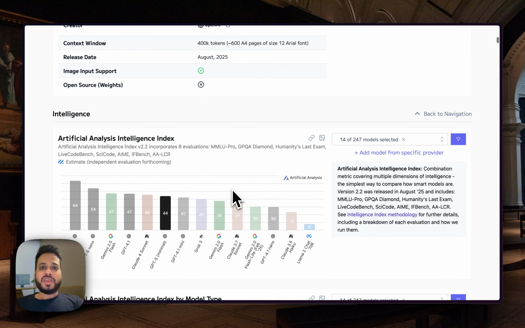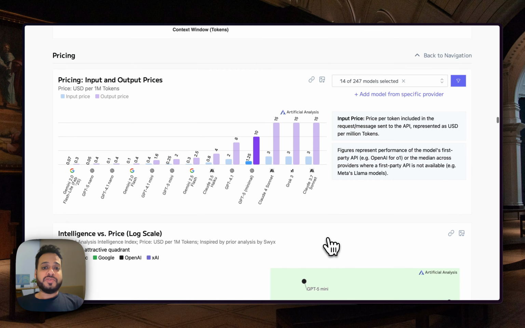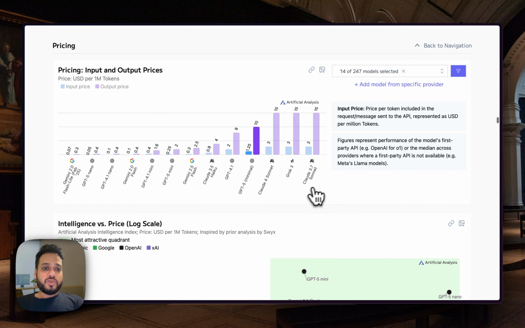Next up, what do we care about? Let's see. We care about pricing. Yes, we care about pricing. What do we have in pricing? So let's say output price. We have highest as Claude, which I'm not going to use. GPT-5 Nano gives us good pricing. 4.1 Nano gives us the same pricing. 4.1 Mini gives us slightly more pricing.